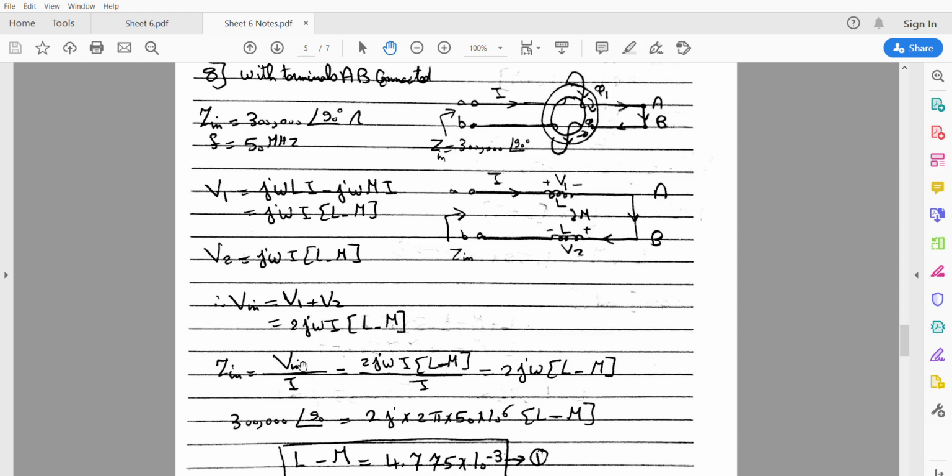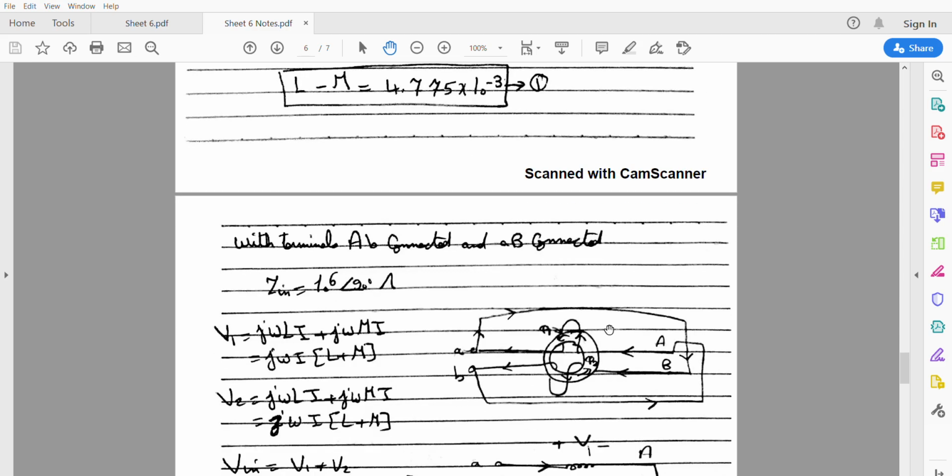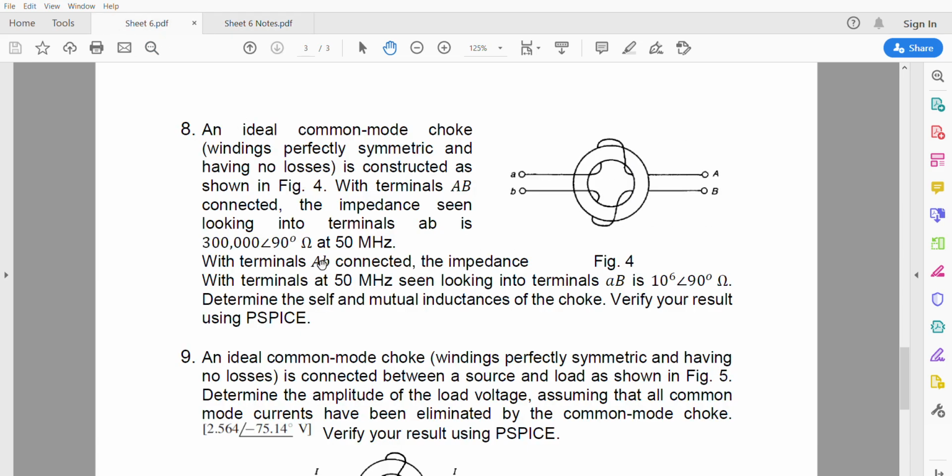Since the input impedance is given a value, input impedance equals input voltage over current. By plugging in this equation, we can determine the input impedance is equal to j omega times L minus M, where the input impedance is given as 3000 angle 90, equal to j times 2 pi times the frequency. It is given at a frequency of 50 megahertz, so 2 pi 50 megahertz times L minus M. We got our first equation that relates the self-inductance and mutual inductance. Since we have two unknowns, now we need two equations to solve them. So as mentioned in the questions, the terminals A capital B is connected and A small b are connected.